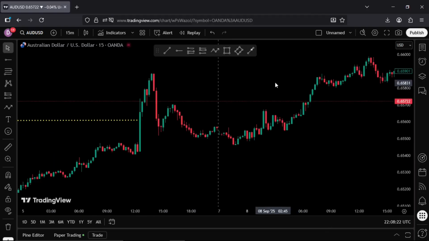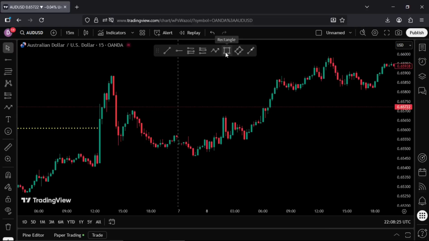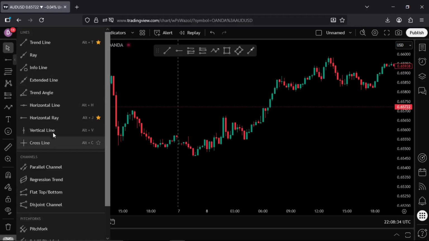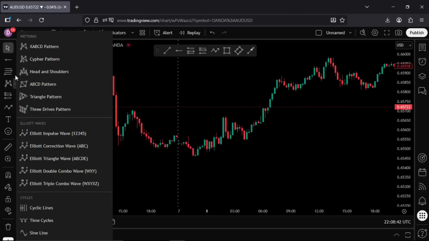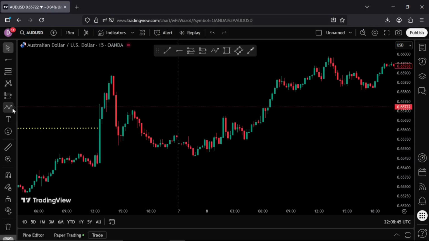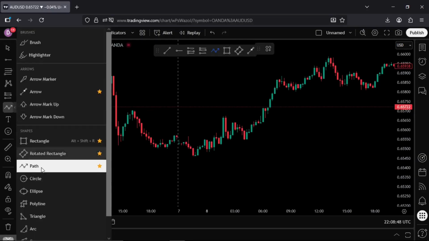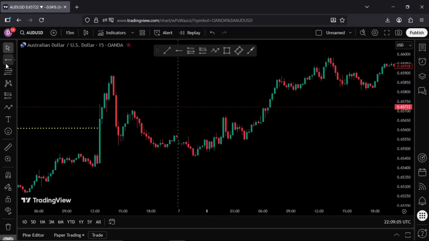Let me minimize this again. And remember, guys, for the trade bracket I'm just using this rectangle tool right here. I added it to my favorites. You could go in here and look for the shapes. It's among this group right here. As you can see, I went ahead and added the rectangle to my favorites. So you go to this group right here and you will find the shapes. This left panel has so many categories of tools.